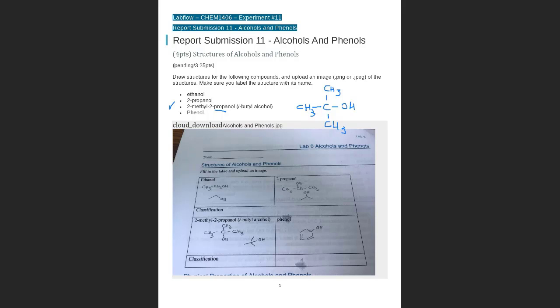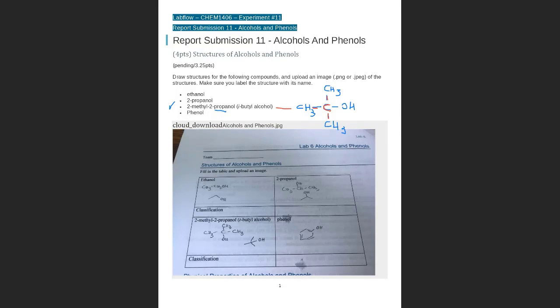And in parentheses, it says tert-butyl alcohol. This is a tertiary alcohol. Why is that? Because the carbon bearing the OH group is bound to 3 other carbons. Then we have a tertiary alcohol. And then they are asking, this belongs to this one, to draw the structure of a phenol.